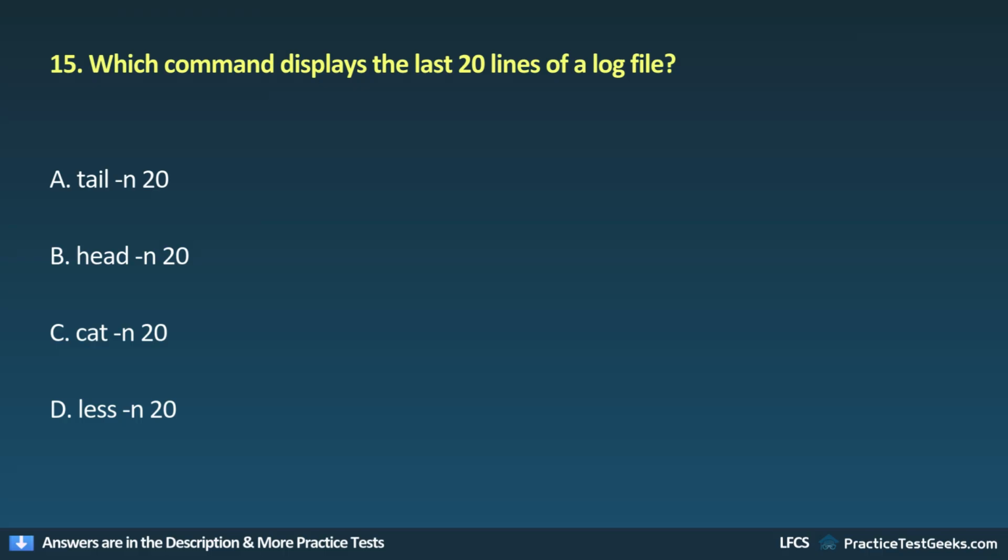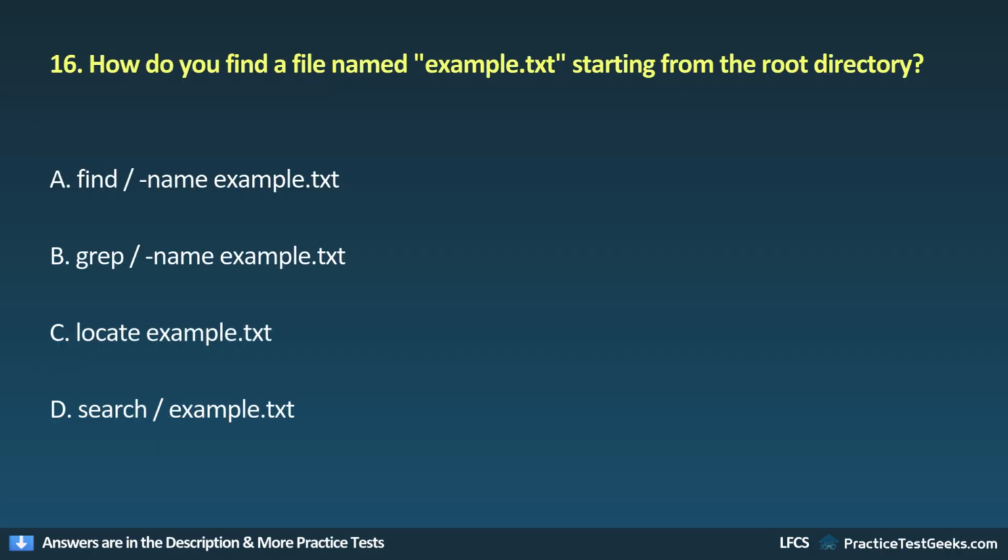A. tail -n 20. B. head -n 20. C. cat -n 20. D. less -n 20. 16. How do you find a file named example.txt starting from the root directory? A. find / -name example.txt.